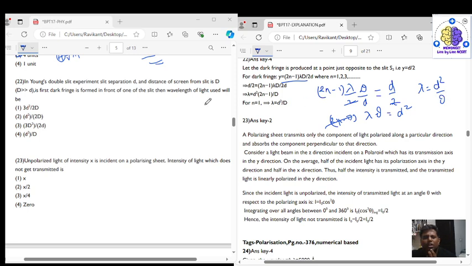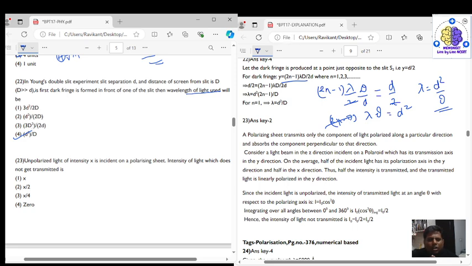They are asking us the wavelength of the light used. So the wavelength of the light used, lambda, will be equal to d square upon capital D. Do we have this in the options? Yes, we have this in option 4. So the correct answer is option number 4, right?